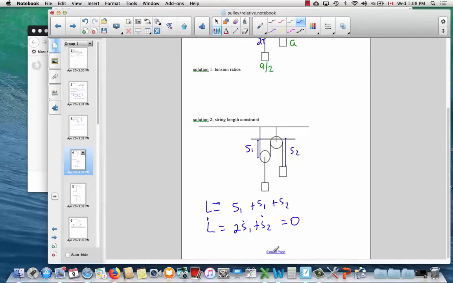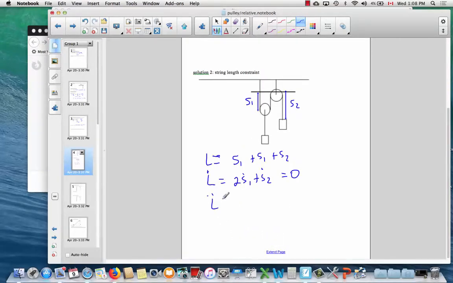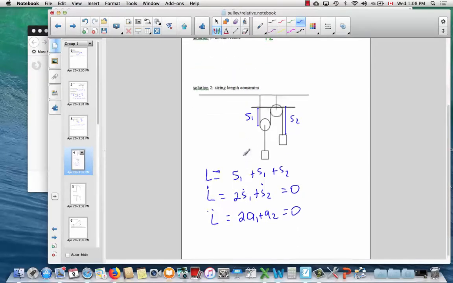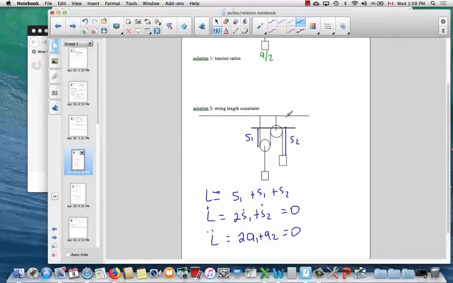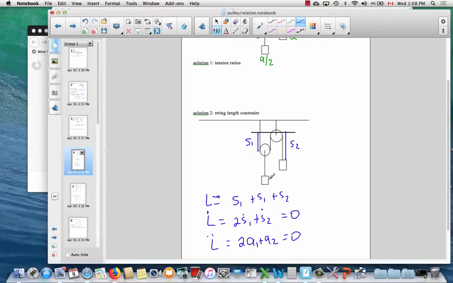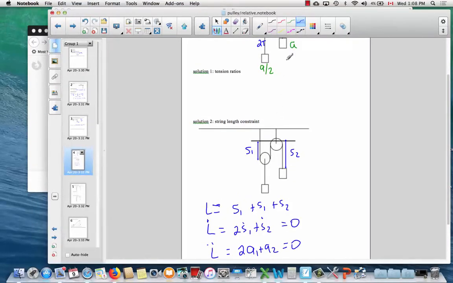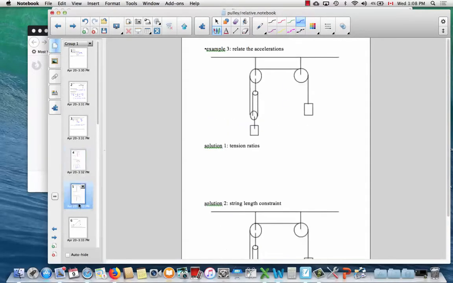We could see a relationship between the velocities. If we do another derivative, then we'll get a relationship between the second derivatives, which are the accelerations. And again, we can see that the acceleration of mass 1 is going to be half the acceleration of mass 2, which is exactly, the acceleration of this mass is going to be half the acceleration of this mass. So it's an A/2A ratio, exactly as we showed before. Let's try that again.